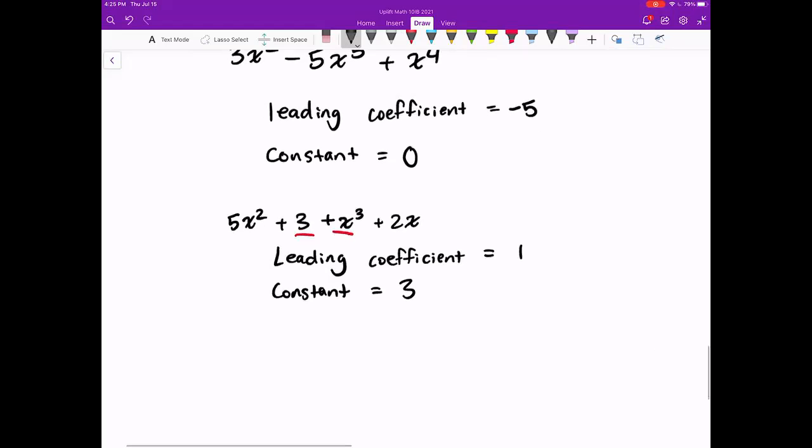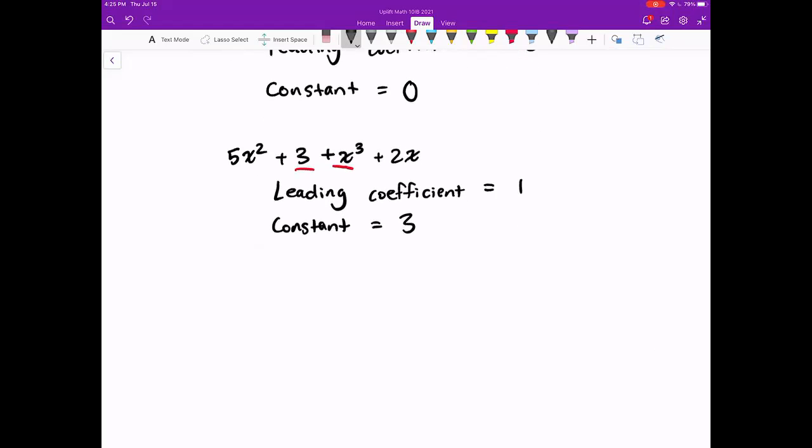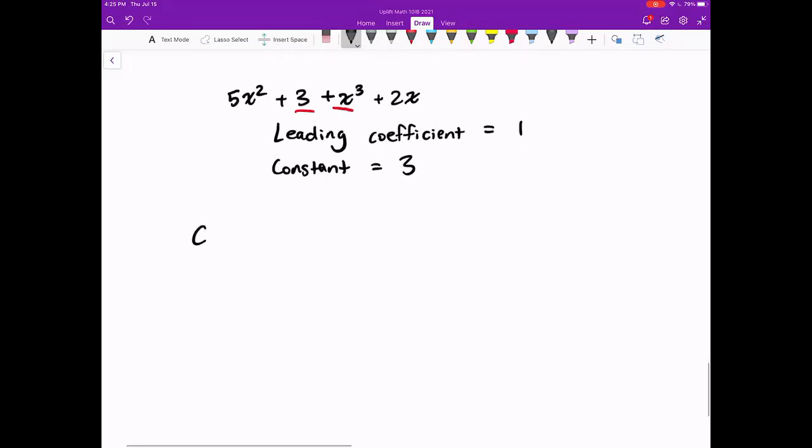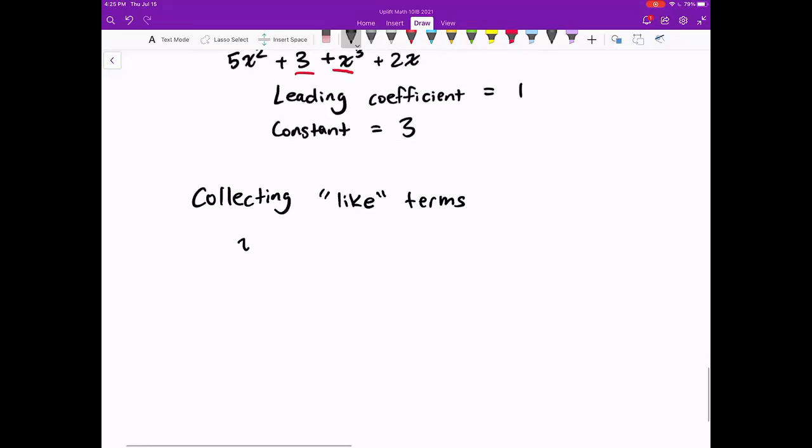Should we move on? Yeah, sure. So the next thing we're going to talk about is collecting like terms, which also gets into adding and subtracting polynomials. If we remember earlier, we had an example where it was x plus x. Even though it looked like a binomial, it was technically only a monomial because we can always simplify the two x's into 2x, a single term.